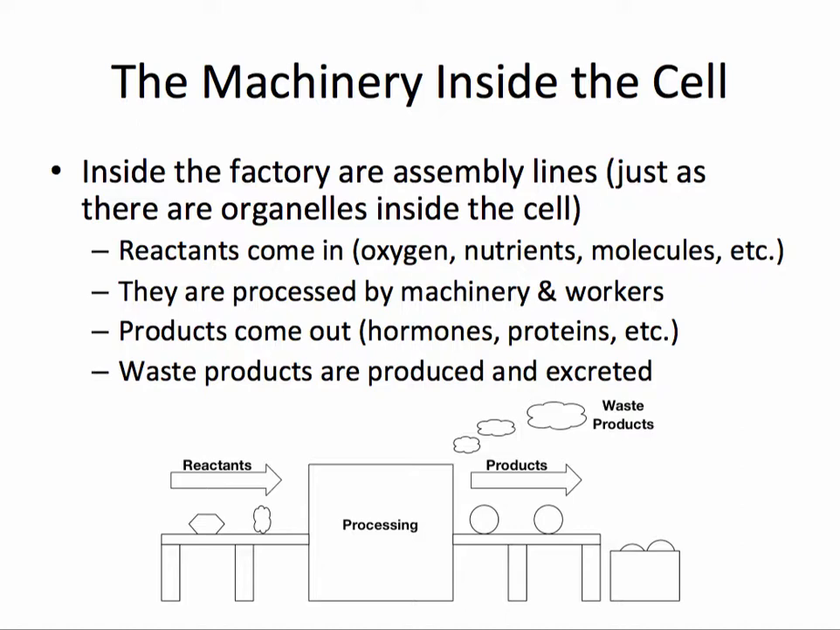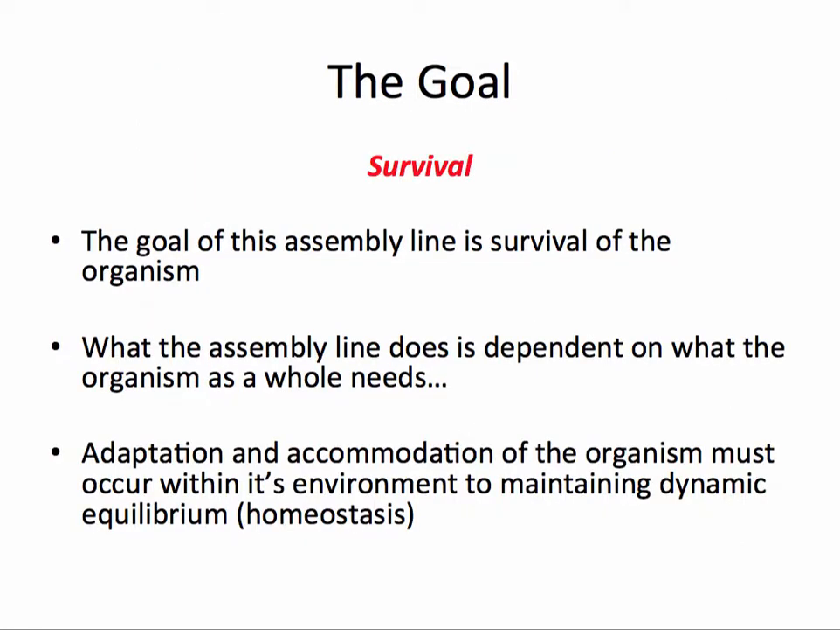They are processed by machinery and workers. Products come out, such as hormones, proteins, etc., and waste products are produced and excreted. The goal of the assembly line is the survival of the cell. The products are dependent on the reactants, and the reactants are a reflection of what the organism as a whole needs. Adaptation and accommodation of the assembly line, the cell, and ultimately the organism must occur within its environment in order to maintain a dynamic equilibrium, or homeostasis.